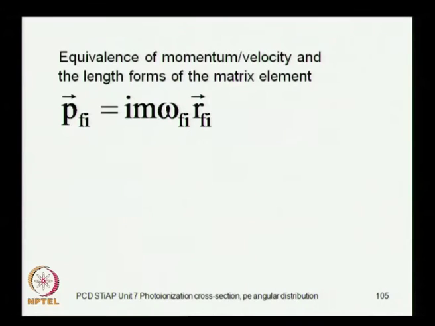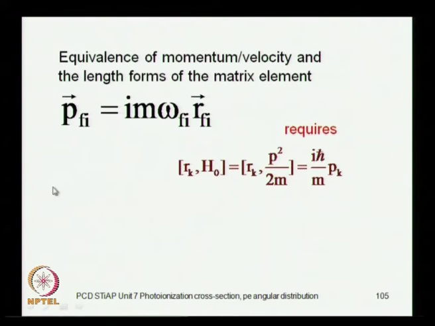Now, what is the consequence of the non-local potential in the present context? The non-local potential will cause a breakdown of the equivalence between the momentum form and the length form of the matrix element, because the equivalence between these two forms, that you just have a multiplier i m omega, is the only thing which connects them. If you just multiply the length form by this factor i m omega, you should get the momentum form. This assumes that the position operator commutes with the potential energy operator.